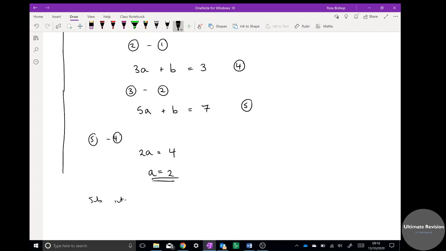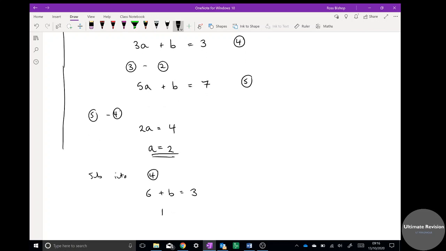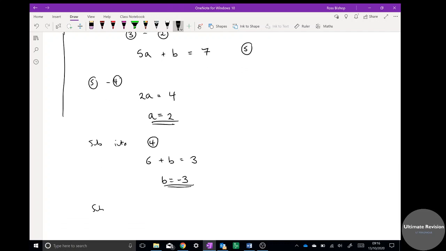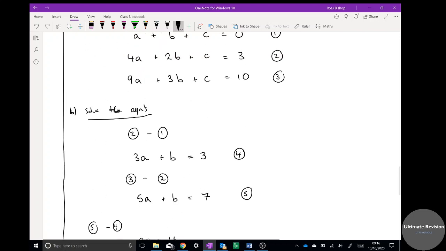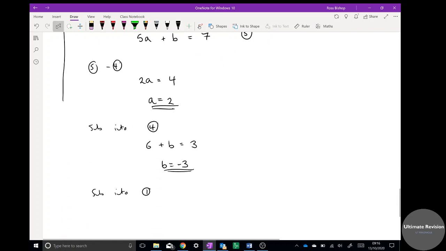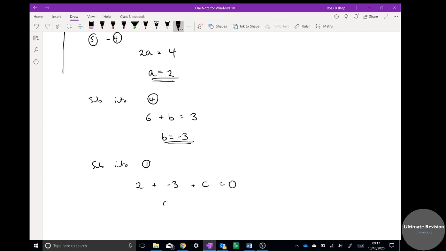Let's sub into equation 4 maybe. So I get 6 plus b equals 3. B is going to equal minus 3. That's my second one. And then finally sub into equation 1 right at the start. A plus b plus c is 0. So 2 plus b plus c is 0. C is going to equal 1.